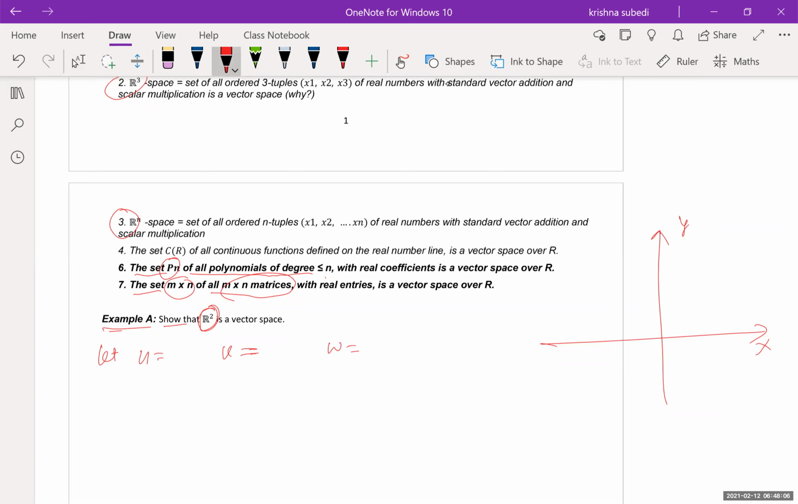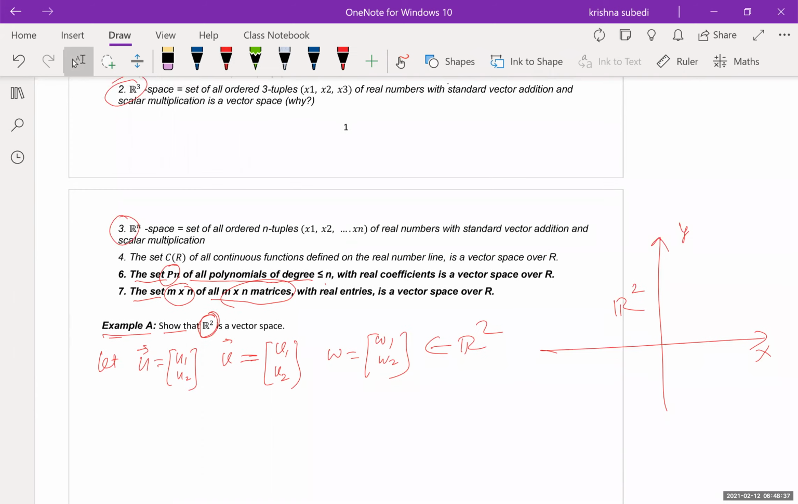So if U is in R2, then this will be of this type, right? Because there are 2 entries, because it is R2. If V is in R2, then you can write V1 and V2, and W1 and W2. So we consider 3 vectors, all belonging to R2. Okay, so that's one thing.